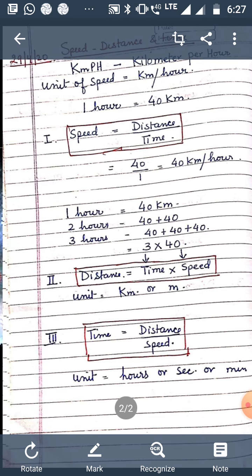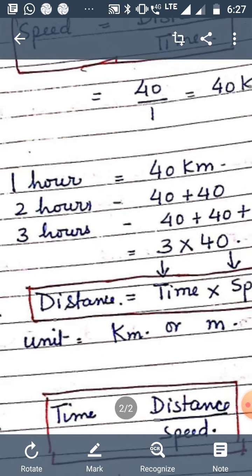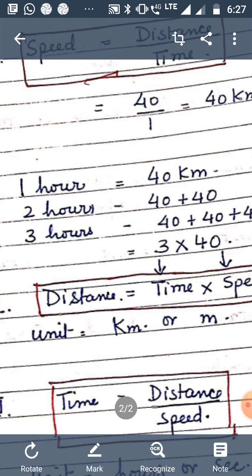Now let us see the second formula. If a truck covers a distance of 40 km in 1 hour, how much distance will it cover in 2 hours? For that, you will add 40 and 40 and tell me 80 km is the answer. If I ask how much distance it covers in 3 hours, then this time you will add one more 40, and 40 plus 40 plus 40 becomes 120. So in 3 hours the truck covers a distance of 120 kilometer.